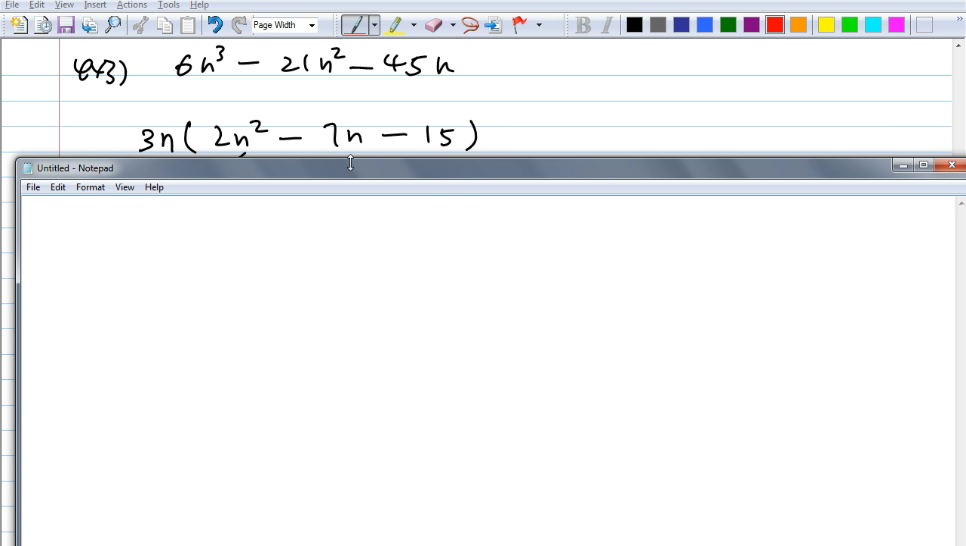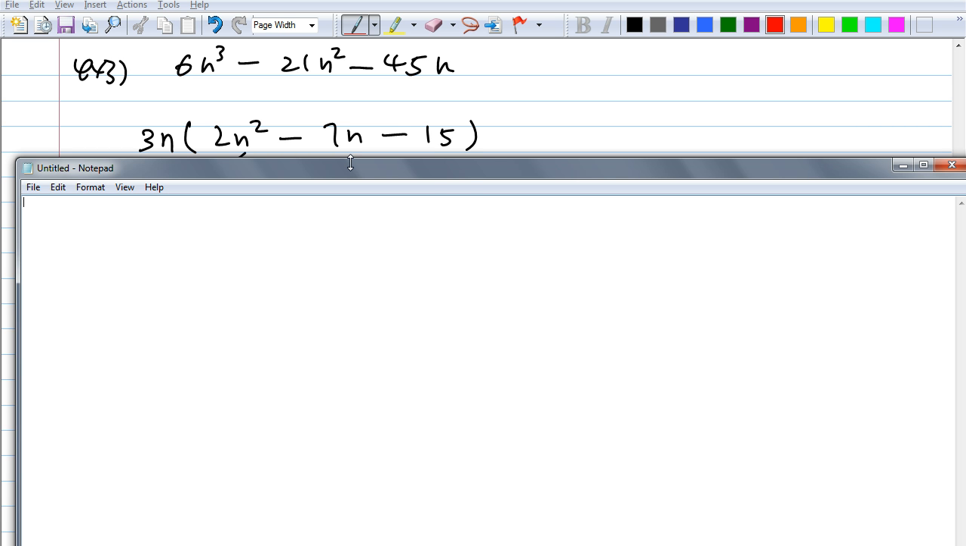Question? Oh, there you go. Is that better? Okay, look at the trinomial. We have to check and see if that trinomial is factorable. If it's not, you're done. If it is, then you should factor. Now, how many ways are there to get 2n squared? One way. 2n and n.